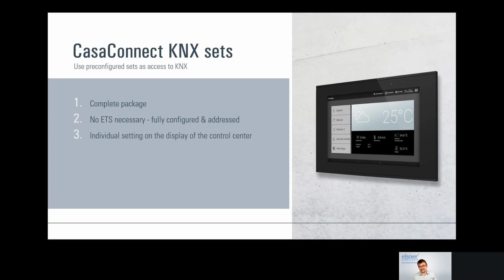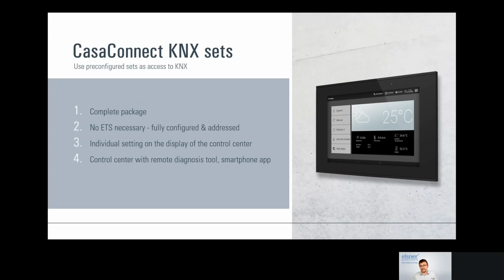Individual settings, like customer-specific settings, as explained in more detail in the practical example, can be made directly on the CasaConnect. The customer or the end user doesn't even need to touch the ETS in order to make some minor changes. In addition, support can be provided via our remote diagnosis tool, and control via the smartphone app can also be used immediately after installation.